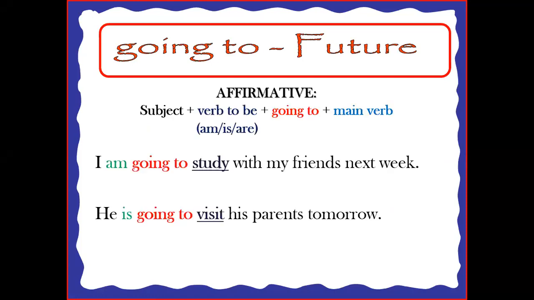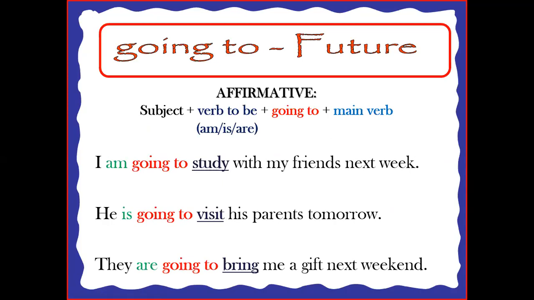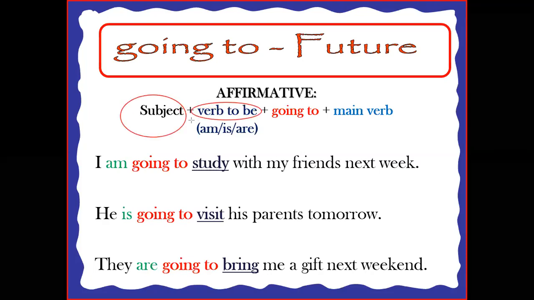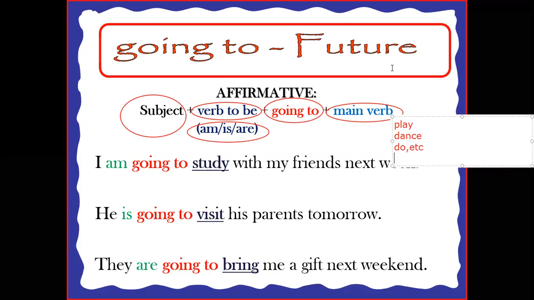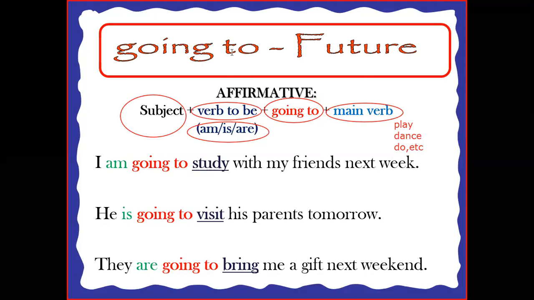In this case, for affirmative, we use the following structure that you know, right? The subject, the verb be, but the verb is divided in three: is, am, or are, going to, and the verb. Here on the verb, you can write different verbs: play, dance, do, etc. You can write many verbs, remember, a lot of verbs. Okay?